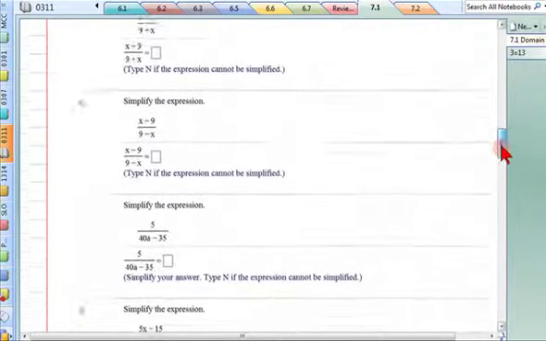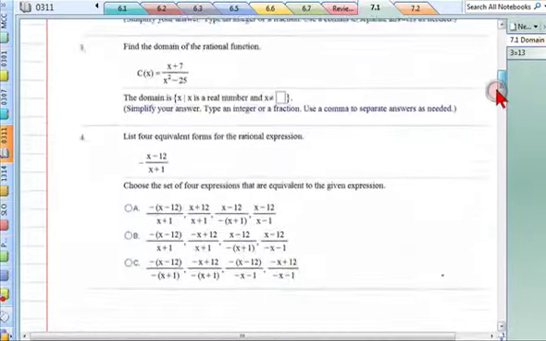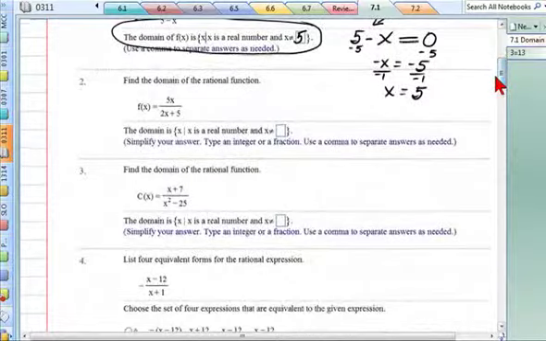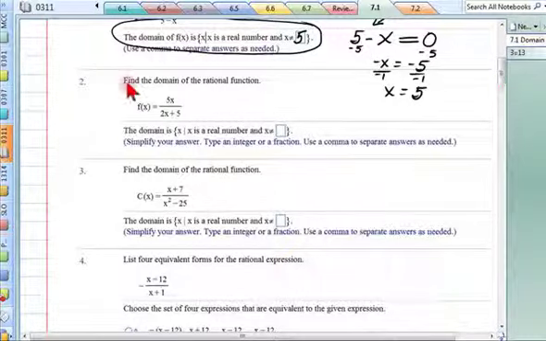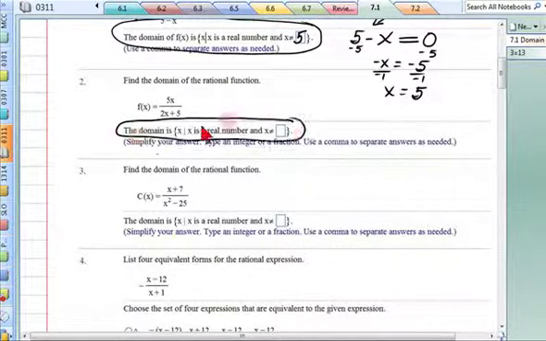Now, whoops, let me get back up here. Well, I had hoped I left myself some more room, but I didn't. Okay, so I will sneak this in wherever I need to. Let's go to number 2. Number 2, it says, find the domain of the rational function. All right, now the part of the answer is already here. The domain is x, it's the set of all x's such that x is a real number and x cannot equal. And I have to fill in the blank. How do I find out what x cannot equal?